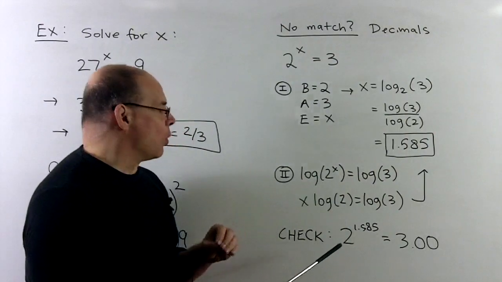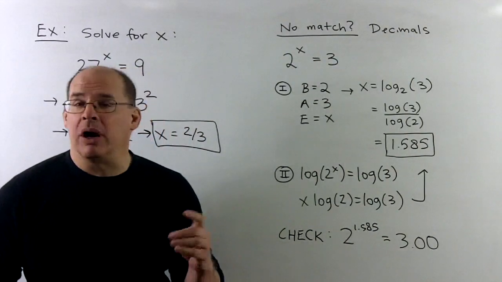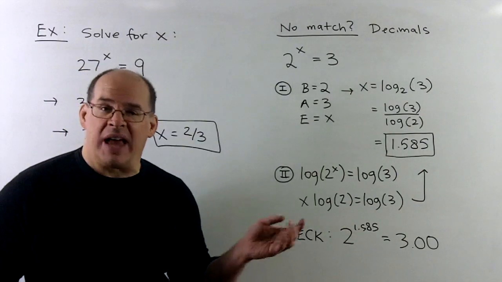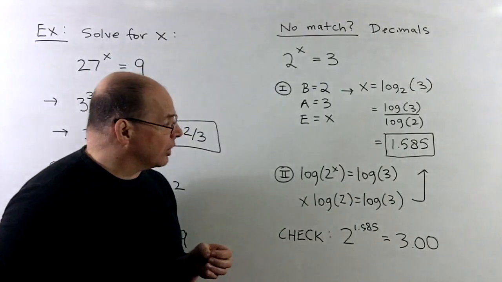We check, of course, so if I take 2 to the 1.585, we'll get our 3 to 2 decimal places, so that sounds like we're in the ballpark. So that's a good answer.